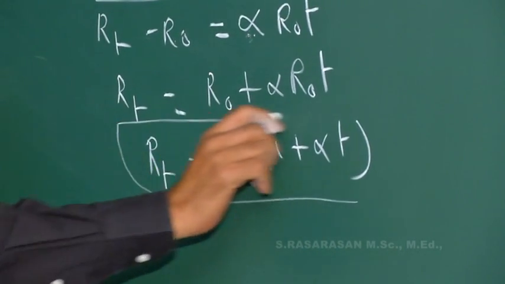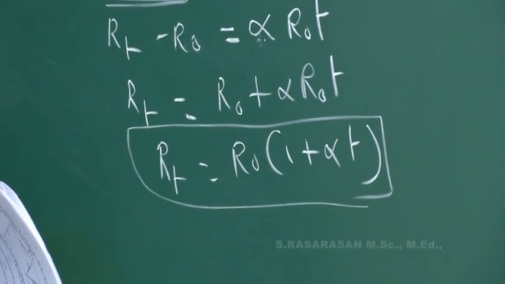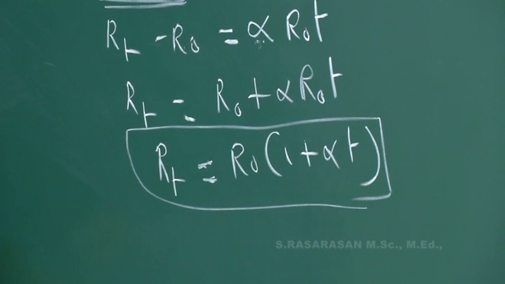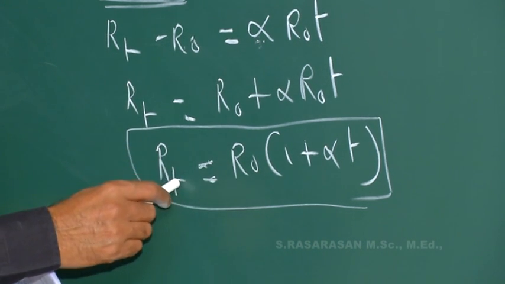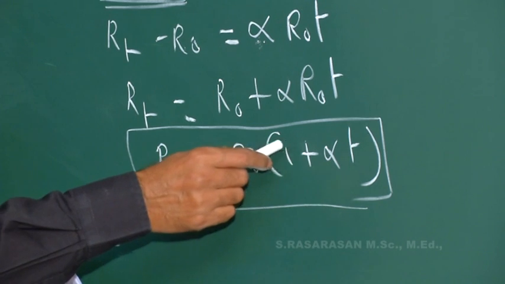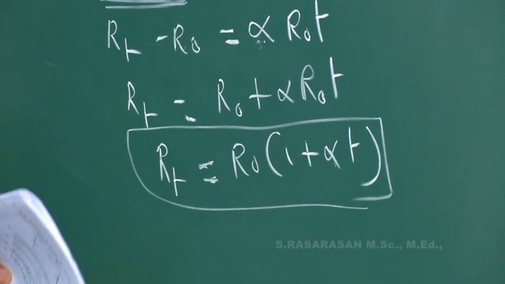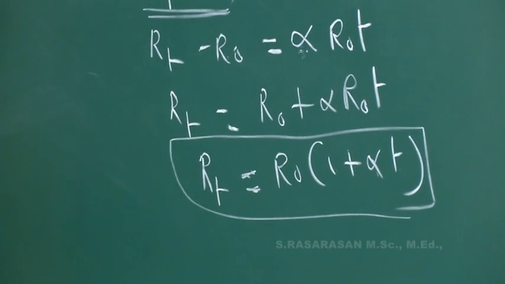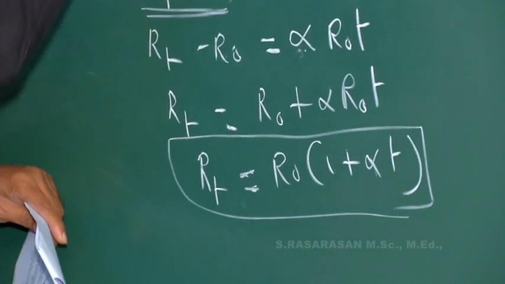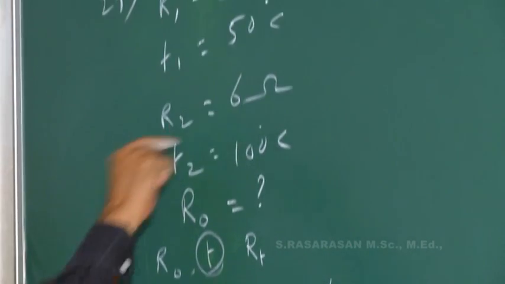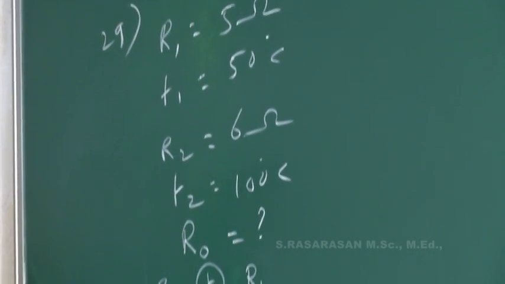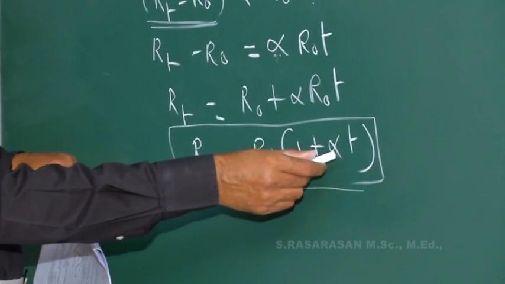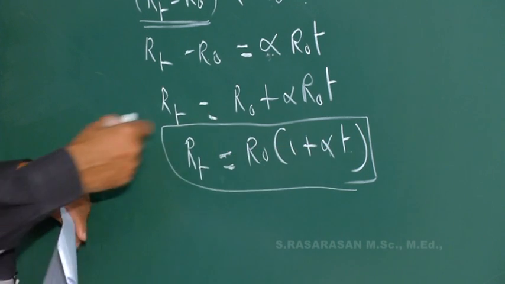So this is a linear equation. It is a basic equation which we have covered in our textbook. Resistance at T degree Celsius is equal to resistance at 0 degree Celsius into 1 plus alpha T. Alpha is the temperature coefficient of resistance. For one material it is a constant. So we can use this formula for these two sets of data. Instead of RT, put R1. R1 is equal to R0 into 1 plus alpha T1.